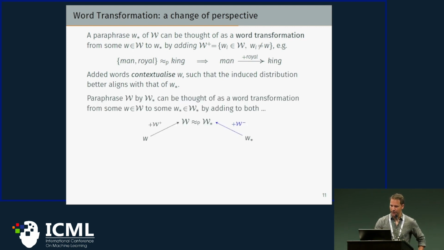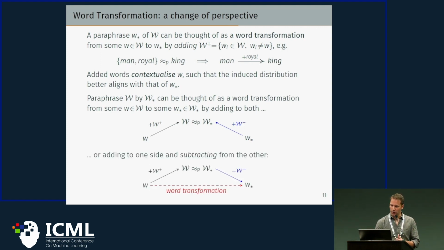Extending this then to word sets, the paraphrase of one word set by another word set can be thought of as a word transformation from a word in one of those sets to a word in the other set, here W and W star, by adding the other words appropriately to each of the words, such that there's a paraphrase here. And so we can just reinterpret this paraphrase as a relationship, if you like, between these two individual words.